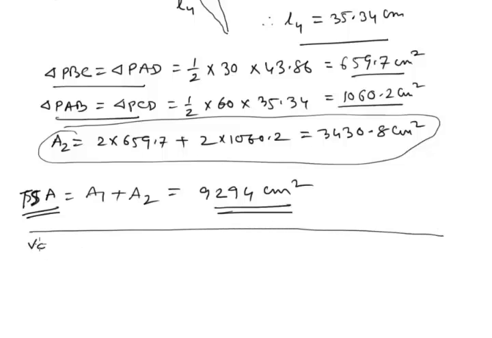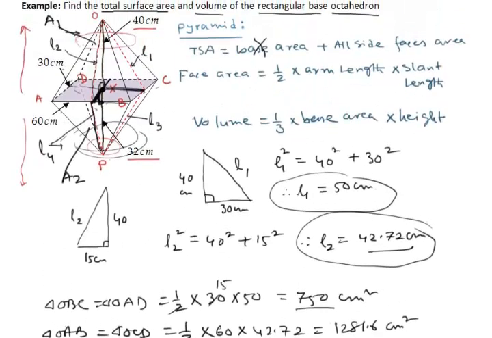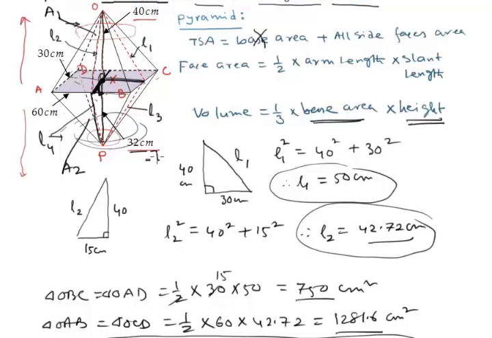So now we got the surface area. Now we will calculate the volume. Volume is easy. This is a rectangle. So for volume calculation we need base area and height. This base area will be, this side is 60, this side is 30, so 60 times 30 will be the base area. And for this top pyramid, height is given 40 centimeter, and for this bottom pyramid, height is given 32 centimeter.